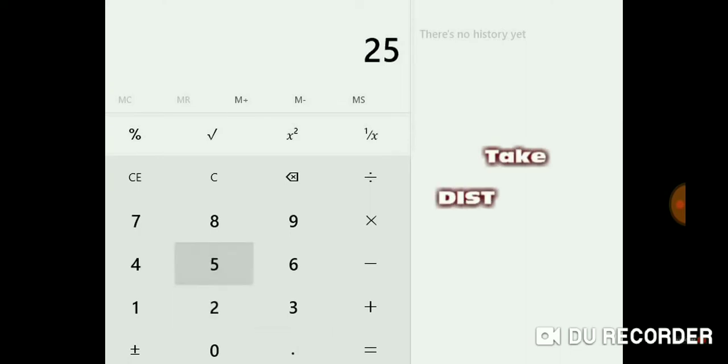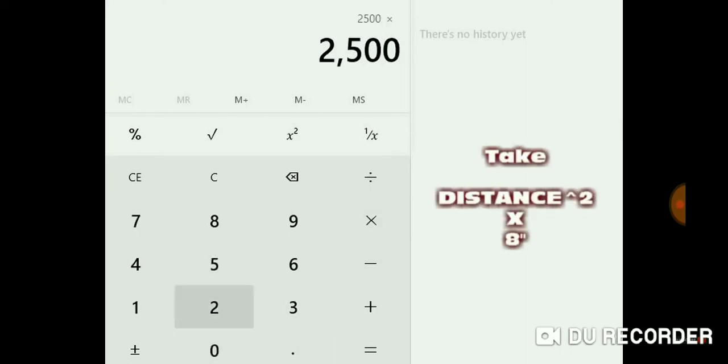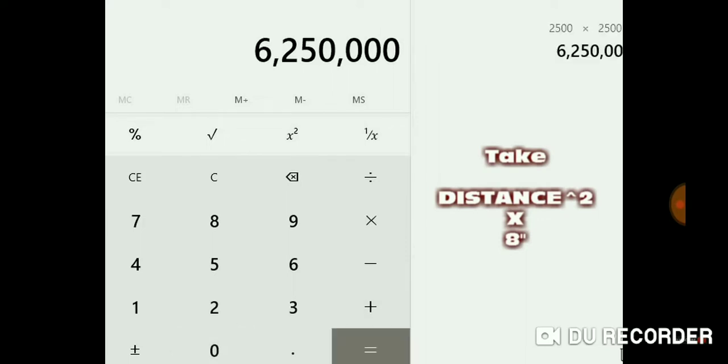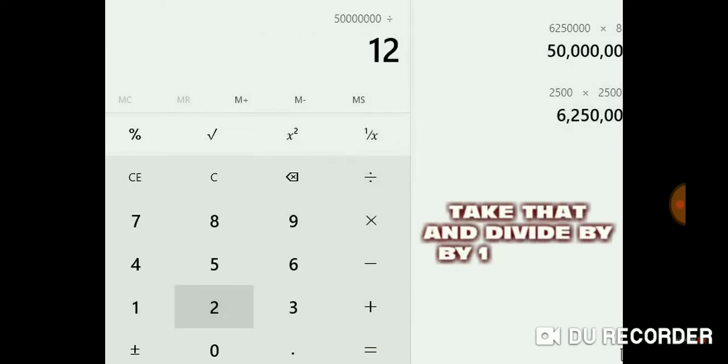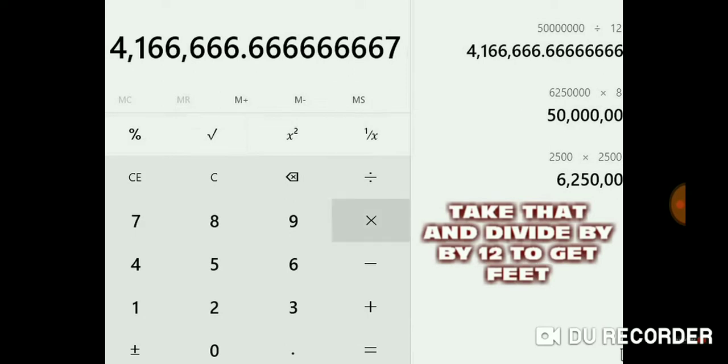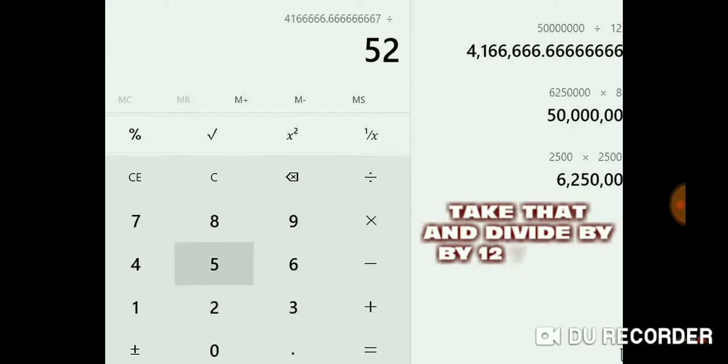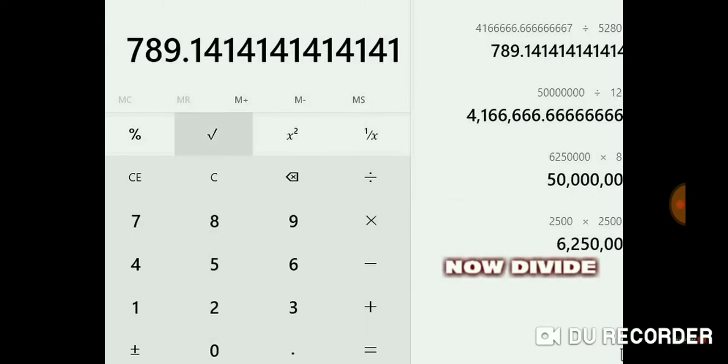First, we take the distance squared, so 2,500 miles times 2,500 miles equals 6,250,000. Then we multiply that by 8 inches, and we get 50 million. Then we will divide by 12 to get our feet. So 50 million divided by 12 is 4,166,666. Then divide that by 5280, and we get 789.